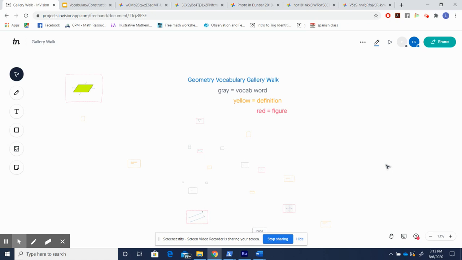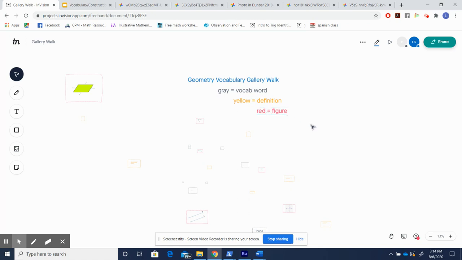So I set this up before I gave it to my class. Firstly, I would make sure that it was view only, because I don't want the students moving things on this whiteboard, because I want to be able to use this with multiple classes. Secondly, I titled the activity the Geometry Vocabulary Gallery Walk, and I identified that in gray would be the vocab word, in yellow would be the definition, and in red would be the figure.